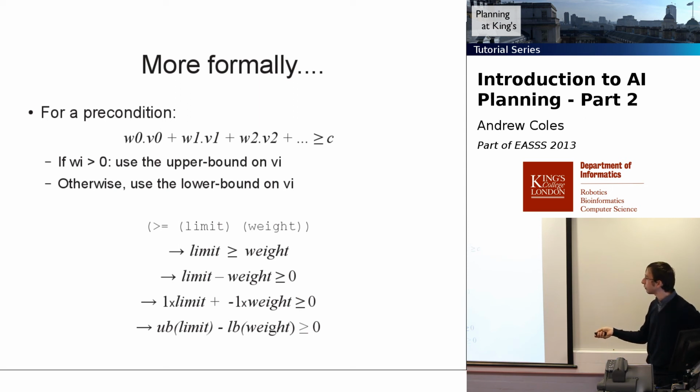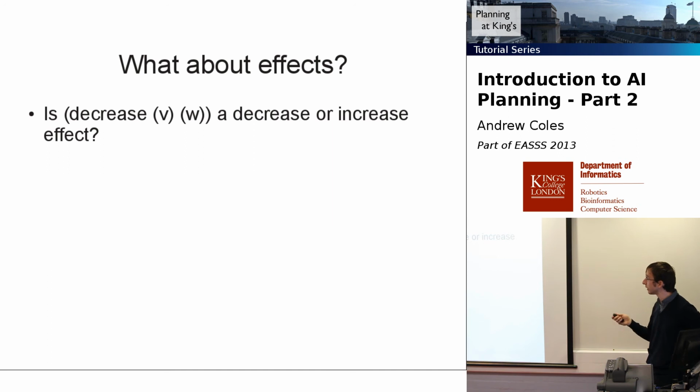So you can see that if the upper bound minus the lower bound is greater than or equal to 0, we can say in the heuristic, for the purposes of relaxed planning, we would say this precondition is satisfied. As well as preconditions, we also have numeric effects, and we need to think about relaxing those as well.